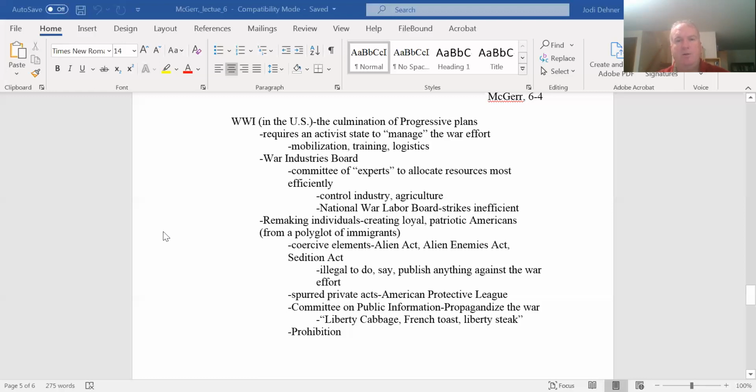And so they pass laws about the coercive elements of the Alien Enemies Act and the Sedition Act. So it was made seditious to speak up against the United States war effort. These are all things about compelling adherence to the U.S. war effort. And there was also unofficial efforts, things known as the American Protective League, who were given sort of a tacit permission from the government to use social force to compel people. So the American Protective League would beat up people for speaking German, right? Because that's the language of the enemy.